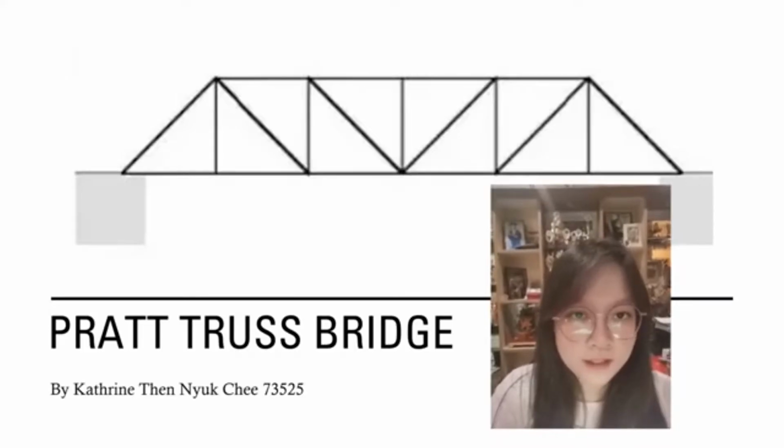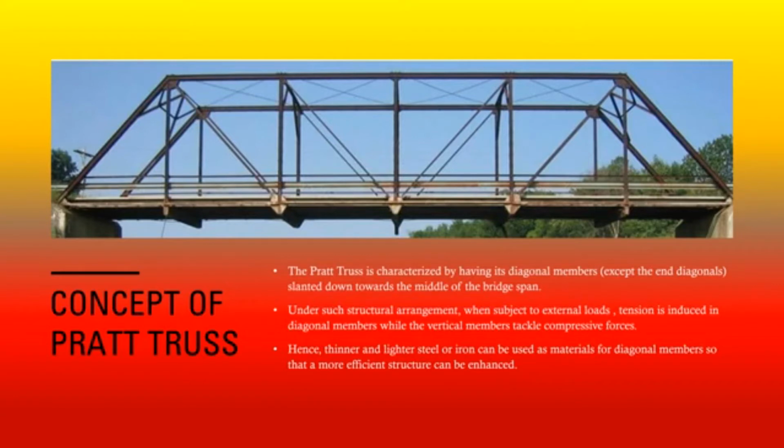Pratt Truss Bridge. The Pratt truss was first developed by Caleb and Thomas Pratt in the year 1844. Originally, the Pratt truss was used to replace railway bridges made of stone or wood. The Pratt truss is characterized by having its diagonal members slanted down towards the middle of the bridge span, except for the end diagonals.